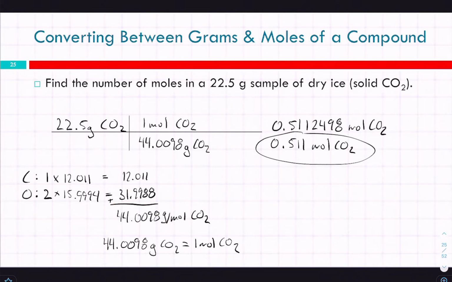Does it matter whether you write it in scientific notation or not? For this one, it doesn't, because this correctly shows that we have 3 sig figs. You could write it in scientific notation. Cool. Any other questions?